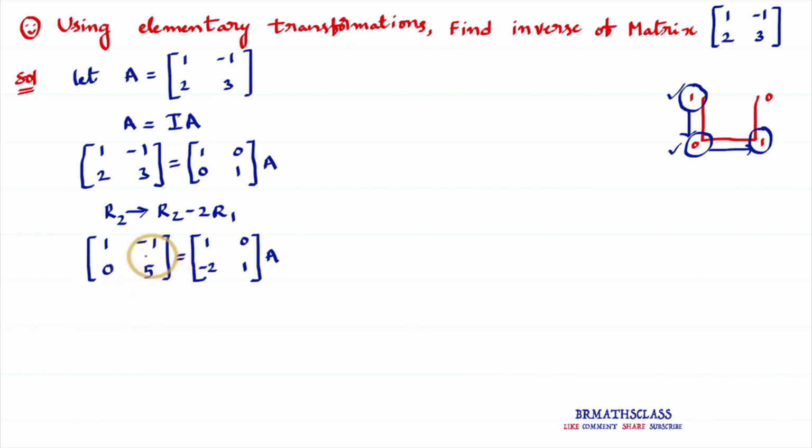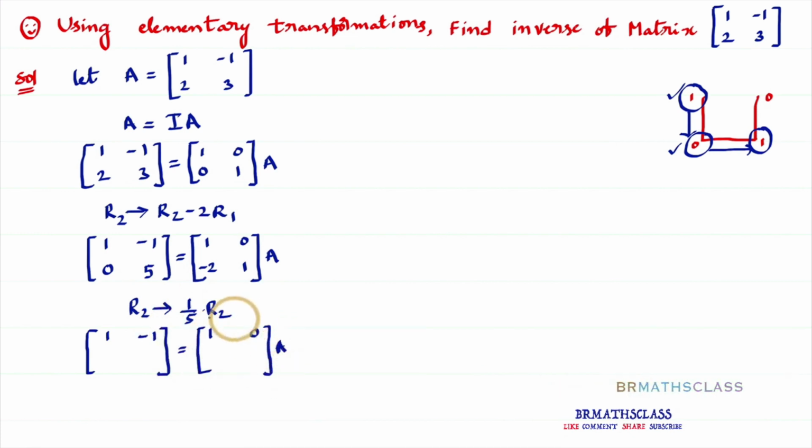What I'll do, to get 1 here, I'll multiply this complete row with 1 by 5. 1 by 5 into 5 is what? That is 1 only now. So this is in which row? This is in the second row. R2 changes to, I'll multiply this complete row with 1 by 5, 1 by 5 into R2. Now, is any change there in R1? No change in R1. So you write R1 as it is, 1, 0 into A.